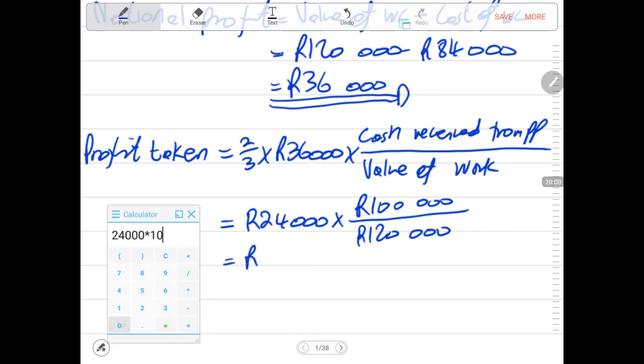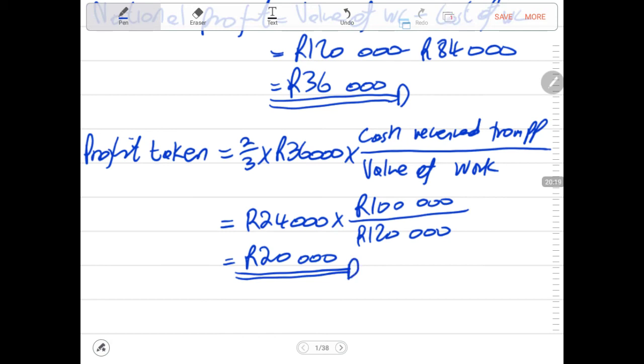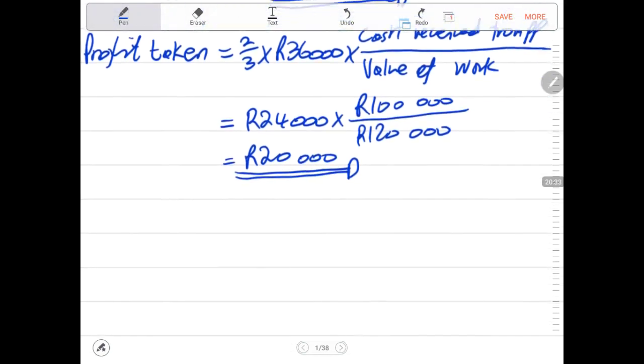24,000 times by 100,000 divided by 120,000. It gives us 20,000 rands. So now this is the profit that will be reported in the statement of profit or loss, or profit or loss account, by the end of this given accounting period, if this is the end of the accounting period. So yeah, this would be the profit taken using the work certified method.